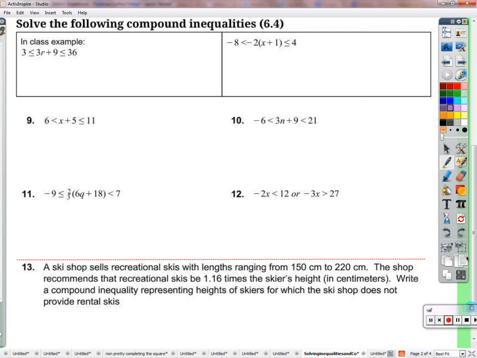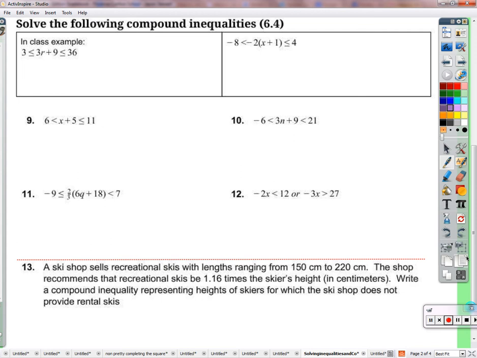Let's just cover up the 3 is less than or equal to part. What's that look like? It looks like something we've done before. How about if I cover up the 36 part? Is that something we've done before? That's cool. So this is just normal inequalities that we've solved before.